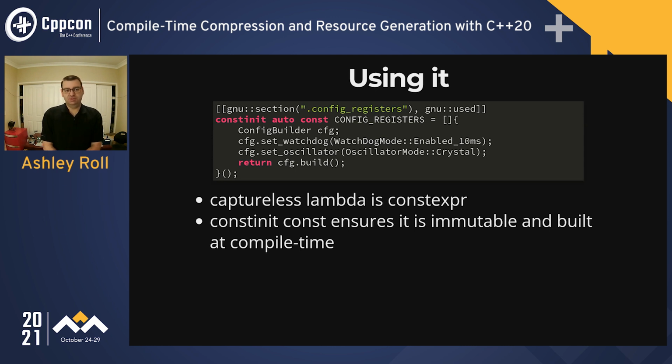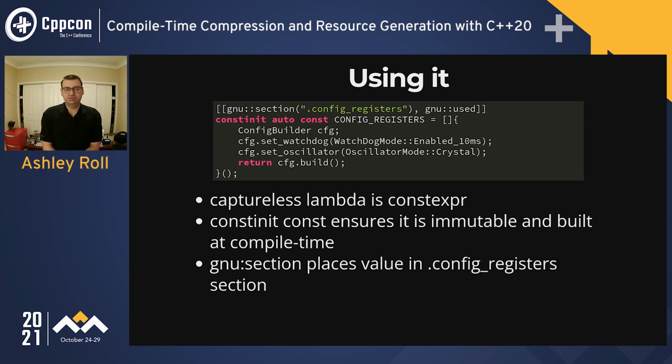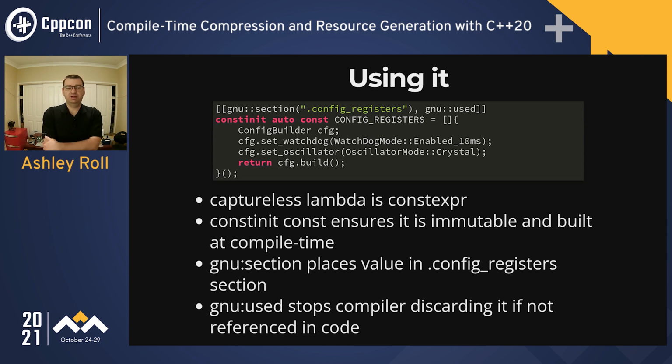That makes it immutable. The GNU section attribute tells us that we want to drop it into a named section, which we're just calling config registers for now, and we'll get to how we use that in a second. And the other thing we need to do is tell the compiler that we're actually using this value and not to discard it, because we're not going to reference this value in code anywhere. It just has to be there in the final output.